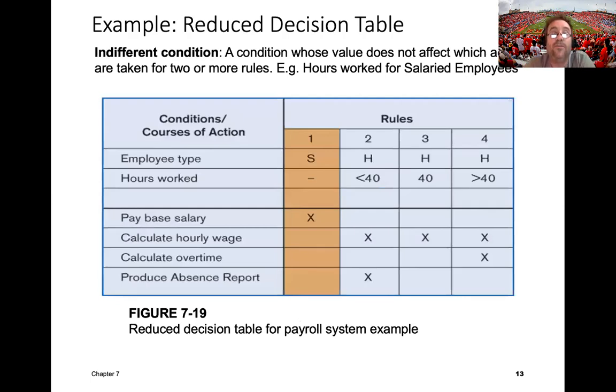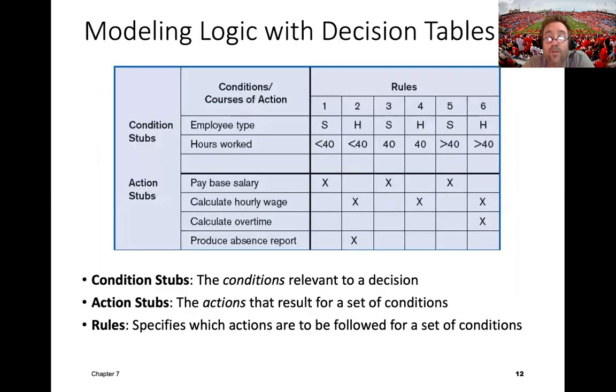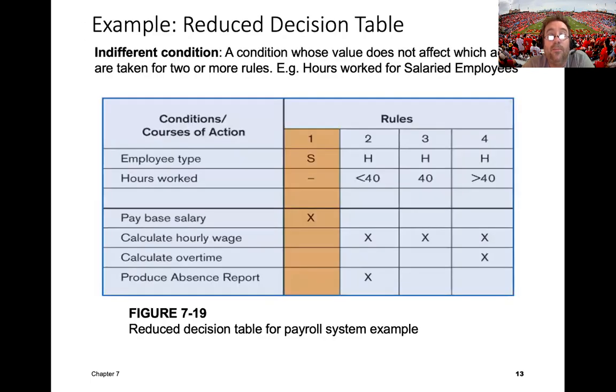We call this an indifferent condition: a condition whose value does not affect which actions are taken for 2 or more rules. So we know that salaried employees, irrespective of the hours that they work, get paid their base salary. So we can go from this larger decision table where we have redundant data to a more refined or reduced decision table where we are only demonstrating the actions, the rules, and the conditions that are necessary for our information system. Okay, very good. Let's move on.